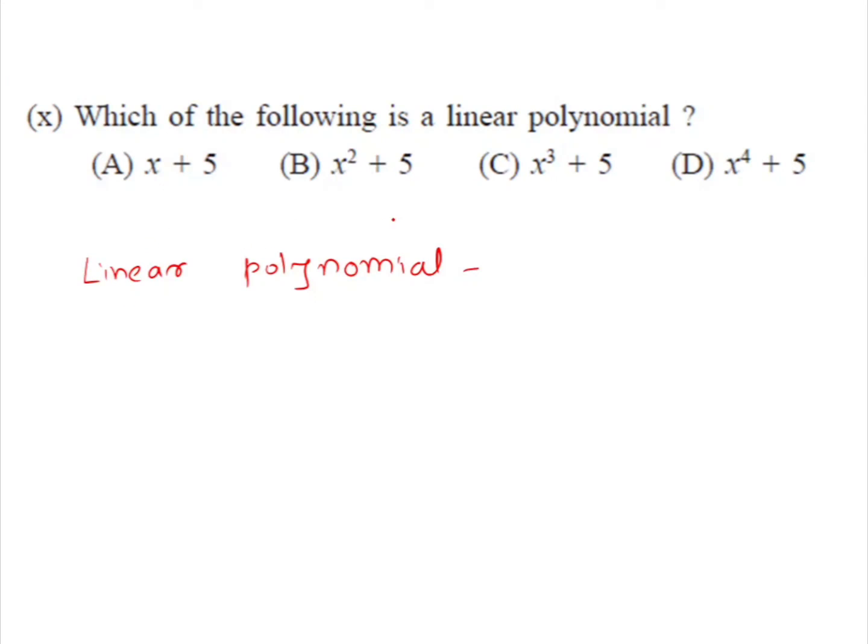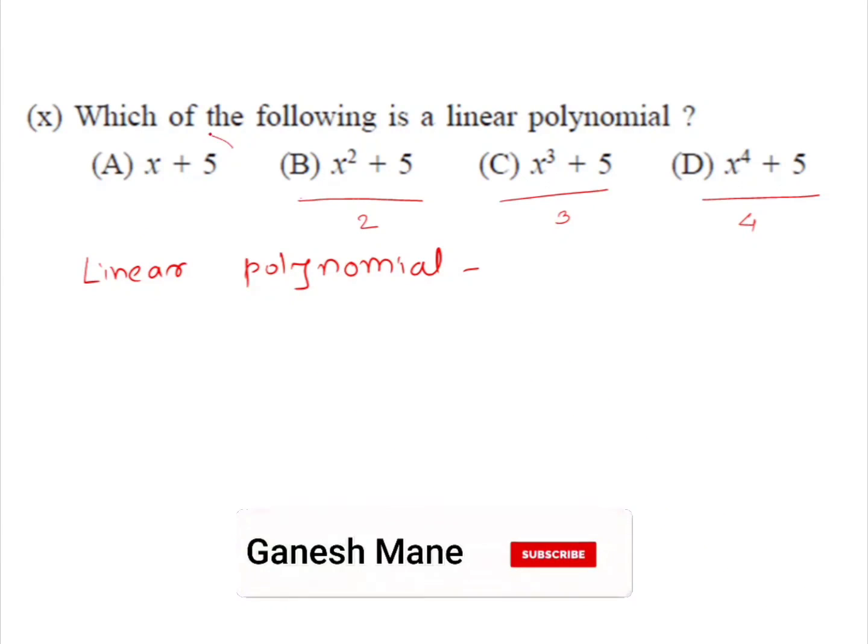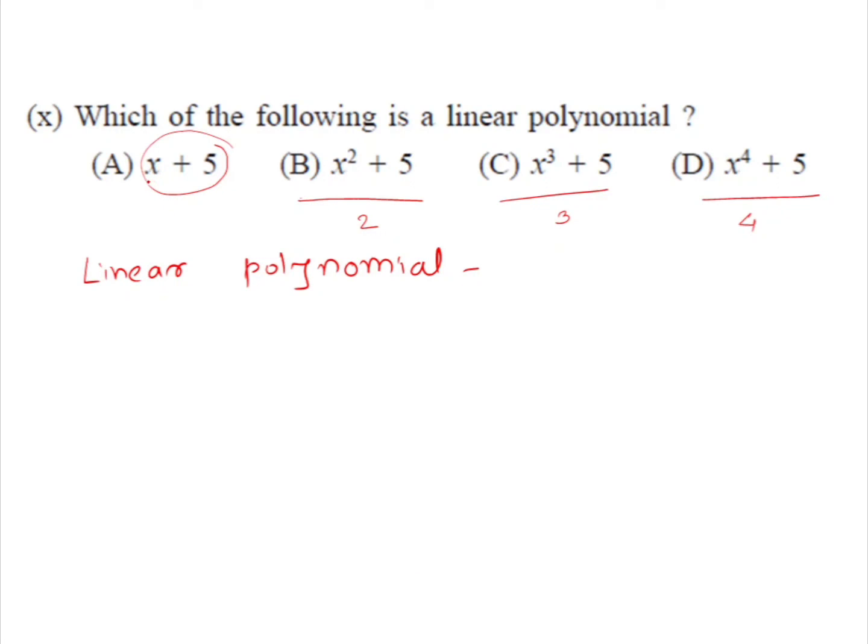We know that to be a linear polynomial, the degree of that polynomial must be 1. So if we consider the remaining 3 polynomials at options B, C and D, we can observe the degrees of these polynomials are greater than 1. That means for the second polynomial degree is 2, for the third polynomial degree is 3 and for the last polynomial degree is 4. Only the first polynomial, that is x plus 5, has degree 1. That is the highest power of the variable in this polynomial is 1. That's why x plus 5 is a linear polynomial. So here alternative A is the correct alternative.